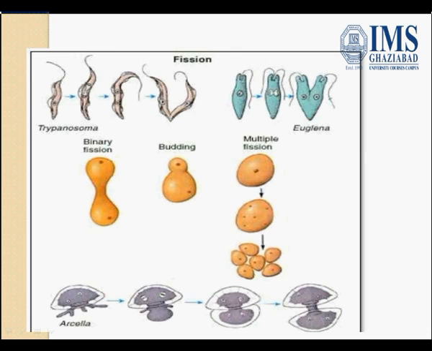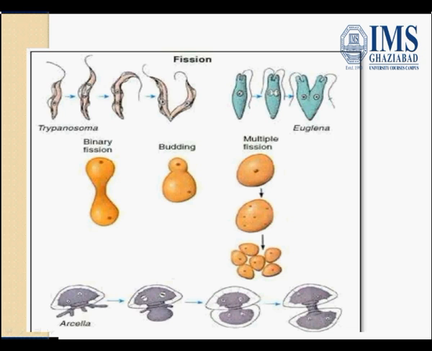This is the diagram of asexual reproduction in protozoa, which is fission. Fission means division into two parts. As here we can see, this one part is divided into two parts, and from a single parent, two daughters are formed. This is also the example of binary fission. One is split into two.